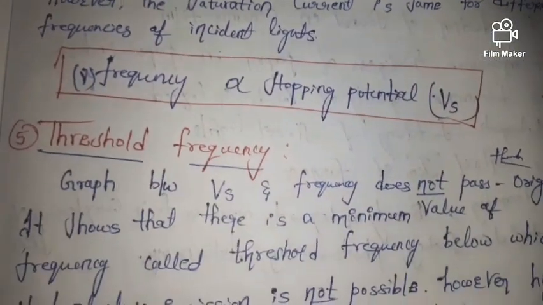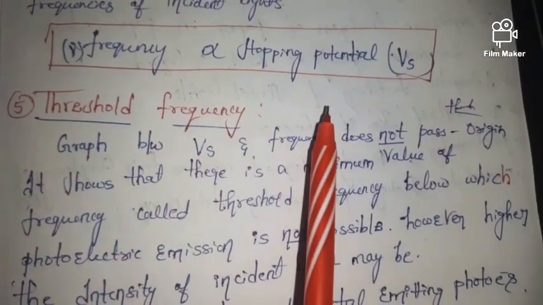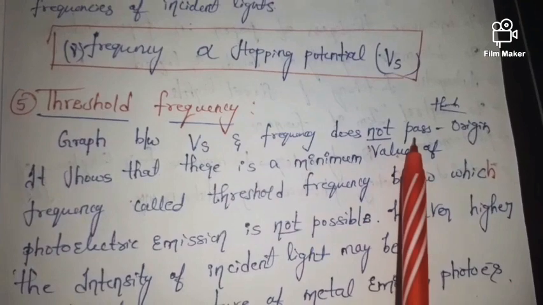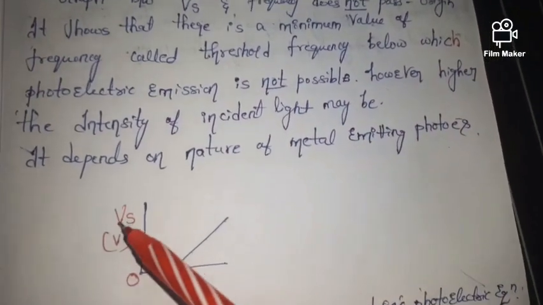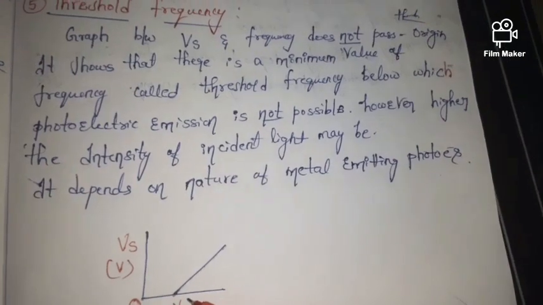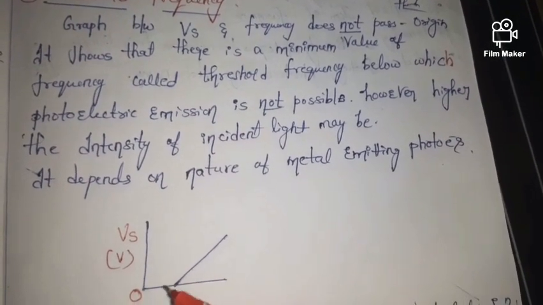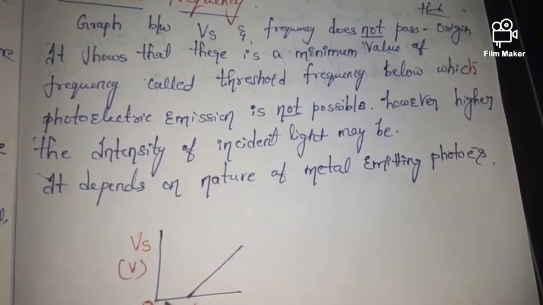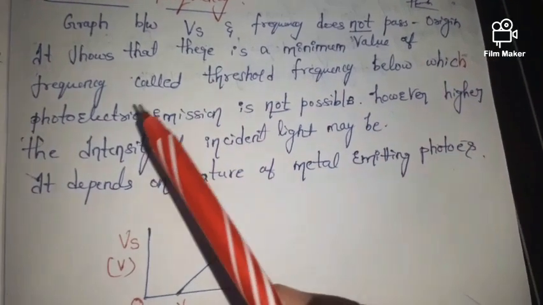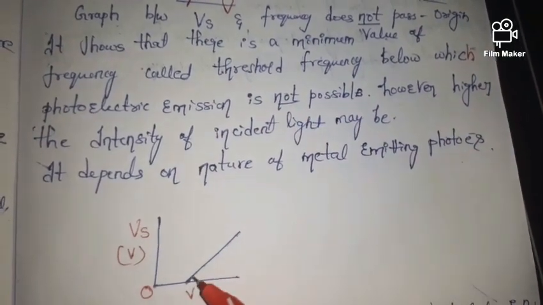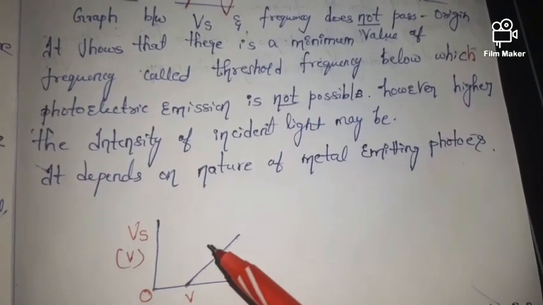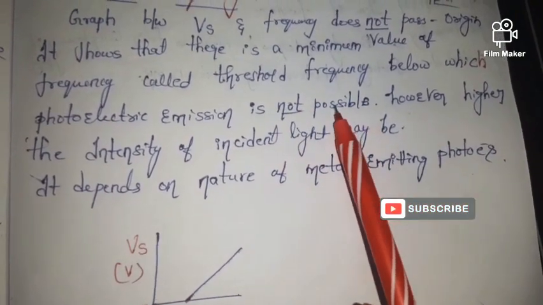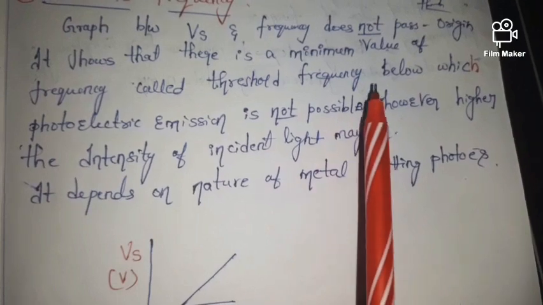Next, the last factor: threshold frequency. The graph between stopping potential and frequency does not pass through the origin. This shows that there is a minimum value of frequency, and that is called threshold frequency.